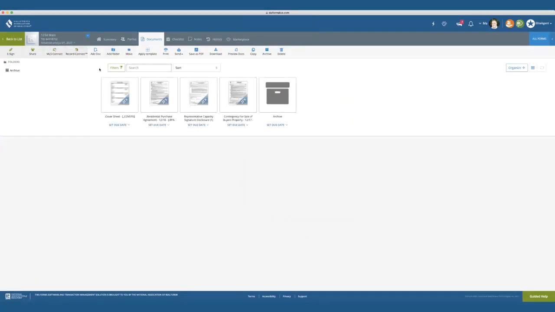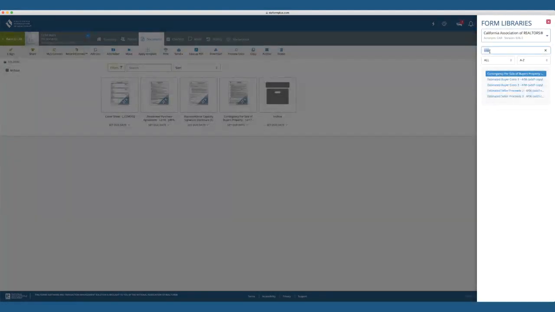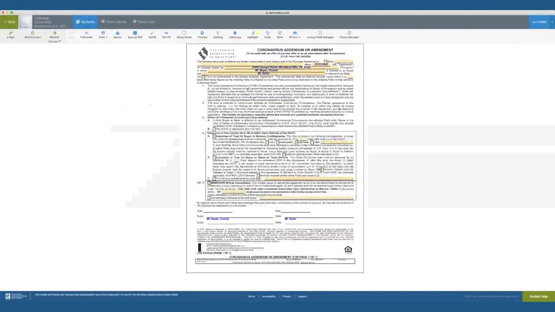One more form that I want to quickly go over because it's relevant right now is the CVA, the coronavirus addendum. So here's the coronavirus addendum. And basically you, as the buyer's agent, will attach this as an addendum to the purchase agreement. It is not a mandatory thing. If the seller doesn't agree, then it doesn't come into effect.